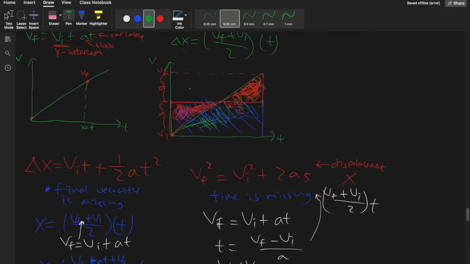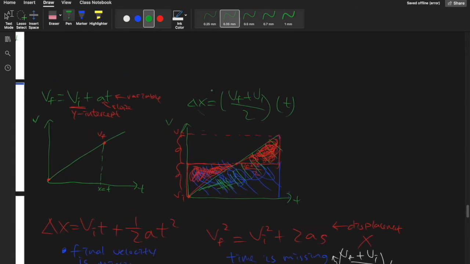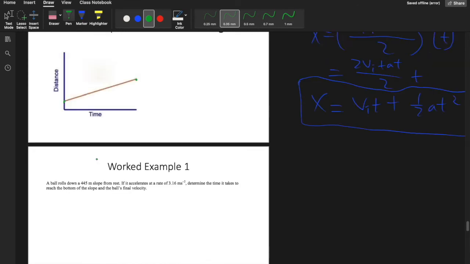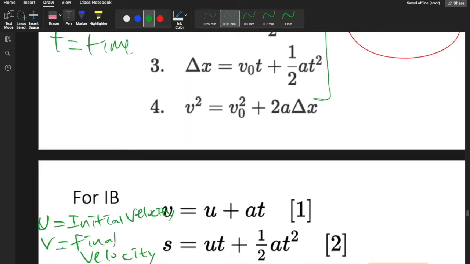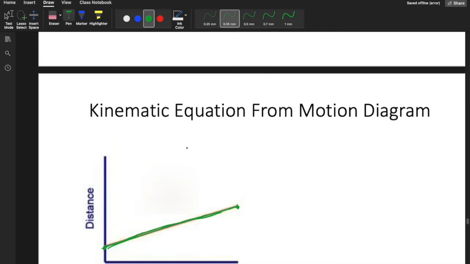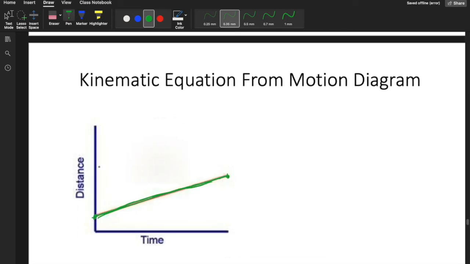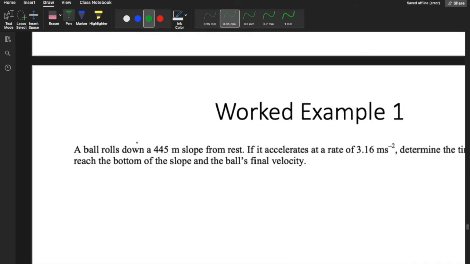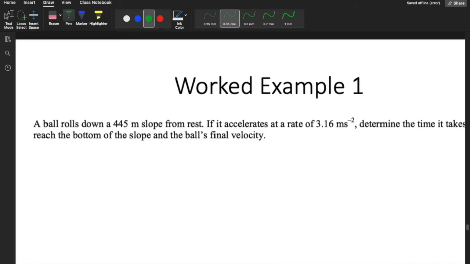It will be easier for you to memorize all of those equations if you can understand them from the motion diagram. Here, the motion diagram basically just shows you how you can plot them. I'm not going to talk about this part because I've already proved all those equations. So let's do some examples now.